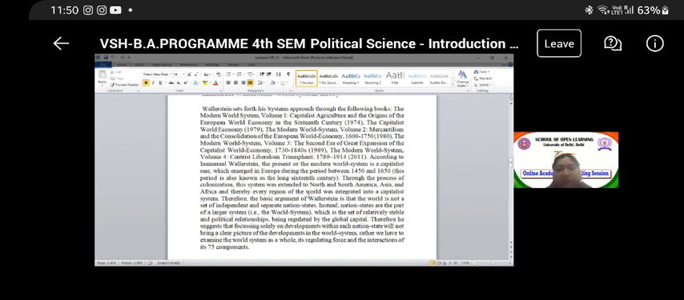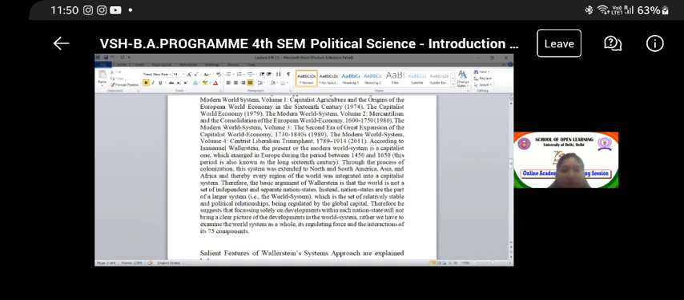Clubbed together, though of course 1450 is not the 16th century, it's called the long 16th century. When we say long 16th century, we are actually talking about the evolution of the capitalist system in Europe, which later spread to other parts of the world. Through the process of colonization, this system was extended to North and South America, then later on Asia and Africa, and thereby every region of the world was integrated into the capitalist system.